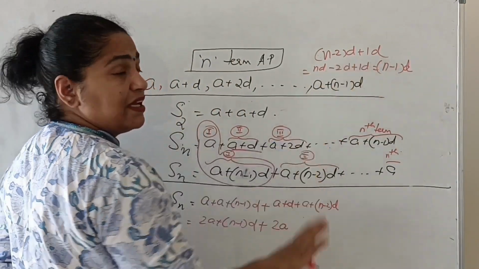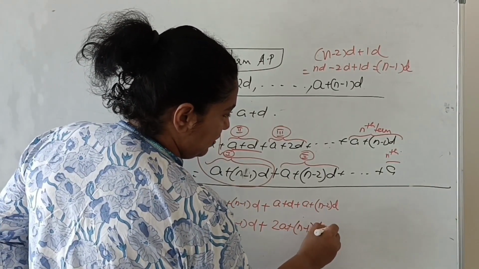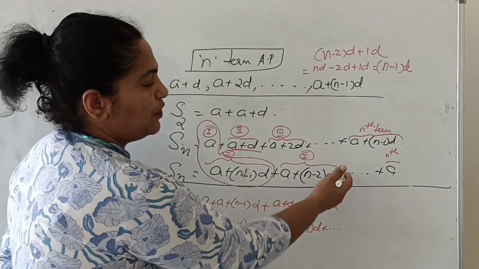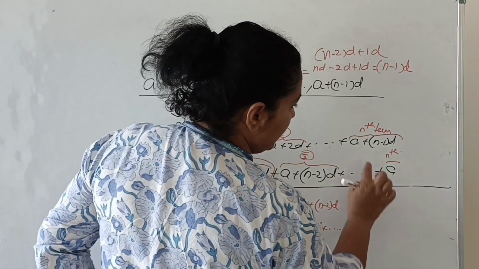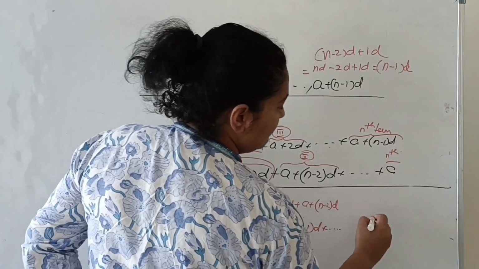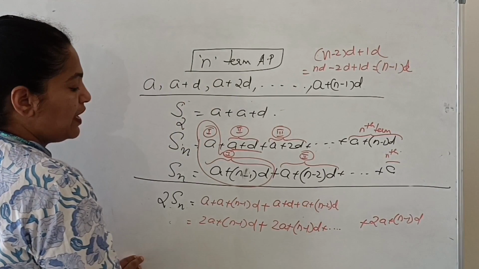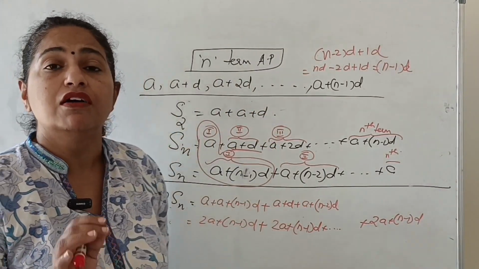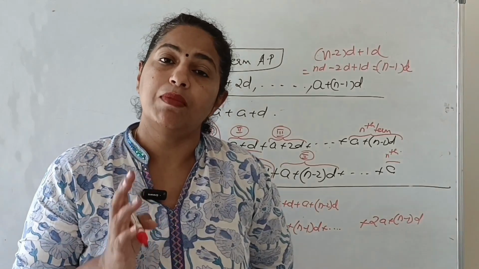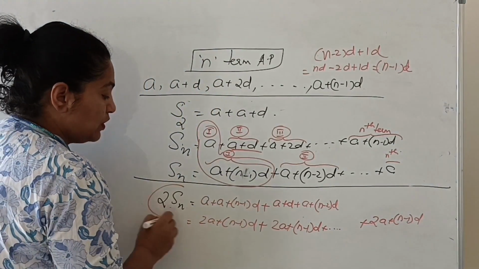Nd minus 1d, n minus 1 into d. Now, the corresponding third term I have not written here. I will jump to the last term. A plus n minus 1d plus a will again give me 2a plus n minus 1d. So, you can see that all the terms in this are equal, which is equal to 2a plus n minus 1 into d. But that is equal to 2 times the sum.